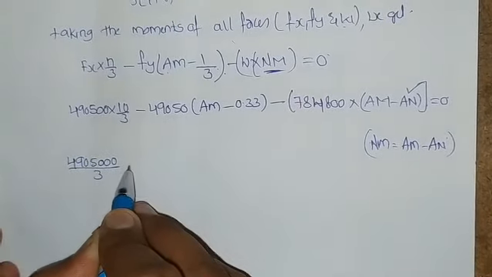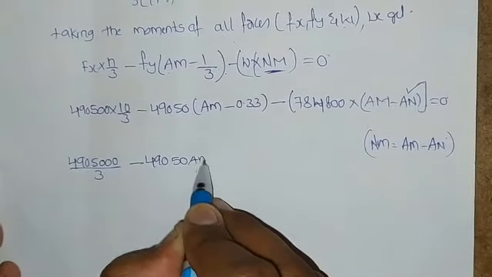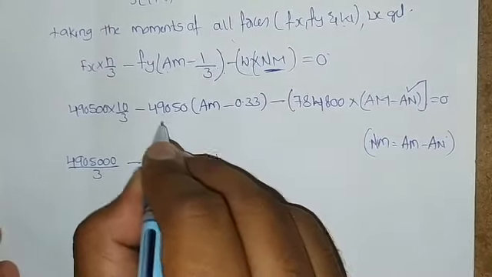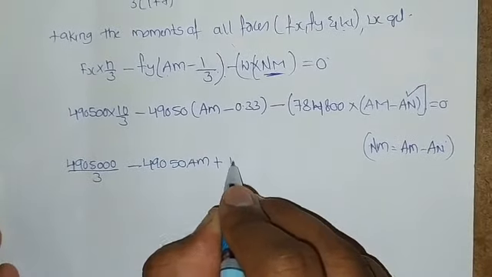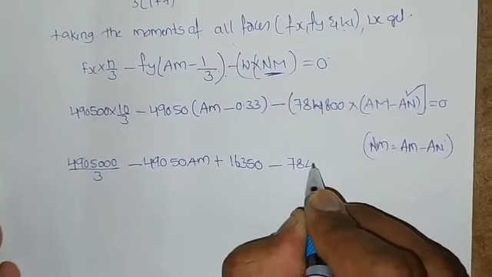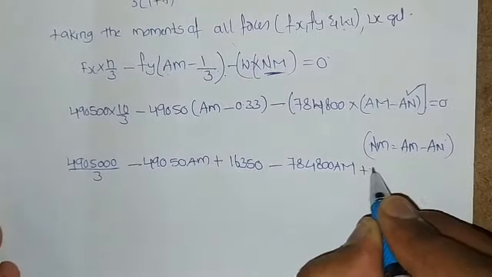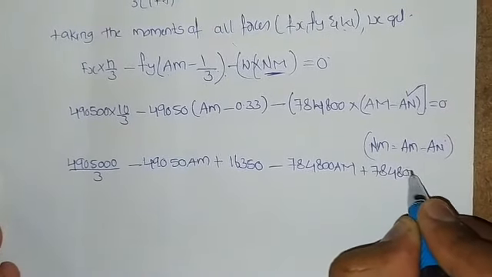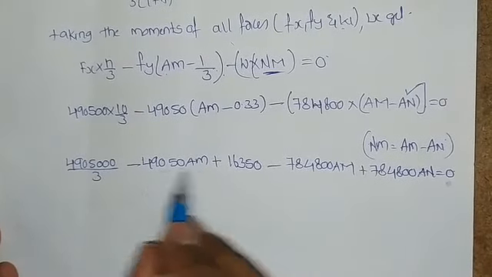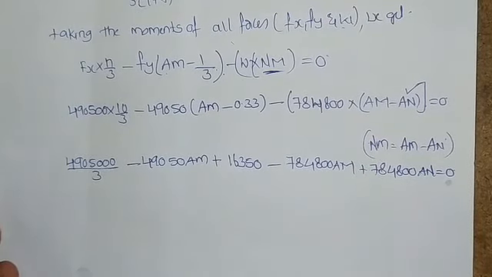490 divided by 3 into 10 minus 49050 into AM plus 49050 into 0.33, which becomes 16350, minus 784800 into AM plus 784800 into AN is equal to 0. Here the AM terms are there, so just combine the AM terms, the AN terms and the constant terms.